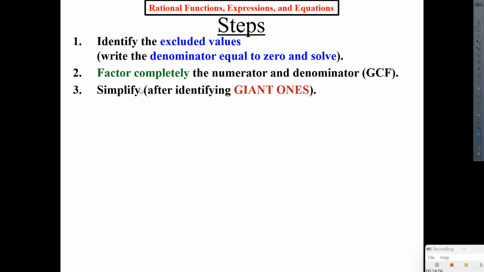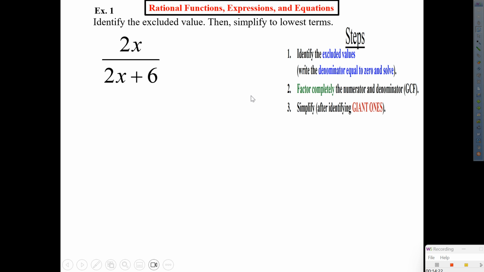Identify excluded values. We're going to factor completely numerator and denominator, and then identify the what? Giant ones. Have we been doing that? Yes. All right. Copy this one. Example number 1. Identify the excluded values. Write the instructions, please. Then simplify to lowest terms. Identify the excluded value. Then simplify to lowest terms.